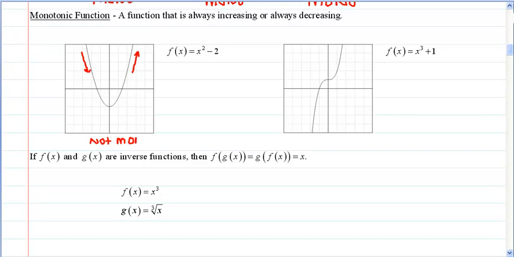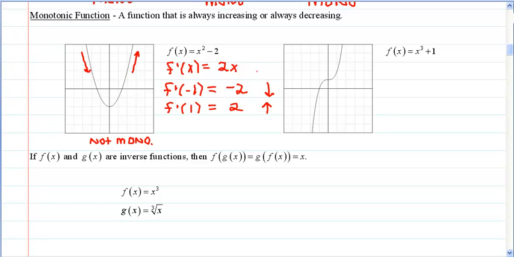But to show this algebraically, since increasing and decreasing have to do with the first derivative, I'm going to take this function's equation, f of x equals x squared minus 2, and I'm going to find f prime of x. And since I get the derivative to be 2x, if I found f prime of negative 1 and f prime of 1, negative 1 would give me negative 2, and positive 1 would give me positive 2. So a negative derivative means that it's decreasing, and a positive derivative means that it's increasing. So if you had to show this algebraically, you would want to show that depending on the value of x would change the direction of the curve.